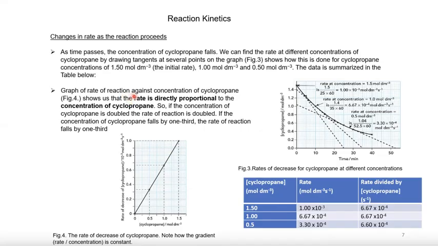The graph of rate of reaction against concentration of cyclopropane shows that the rate is directly proportional to the concentration of cyclopropane. If the concentration of cyclopropane is doubled, the rate of reaction is doubled. If the concentration of cyclopropane falls by 1/3, the rate of reaction also falls by 1/3. Okay, that's what we see here, and we can calculate it like this. I show the table here, and the graph here, with the summarized data.